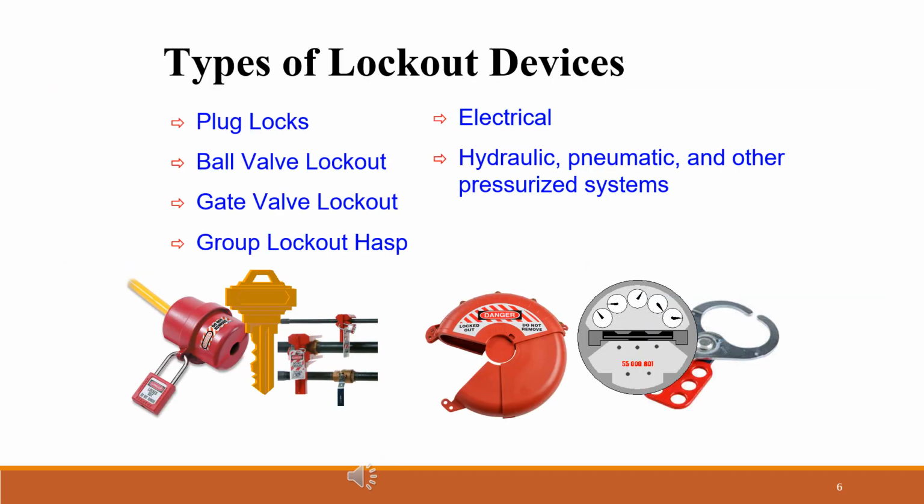In this part we will discuss some examples of types of lockout devices. Some popular lockout systems are the following: plug locks, ball valve lockout, gate valve lockout, group lockout hasp, hydraulic lockout, pneumatic lockout, and gas cylinder lockout. We will discuss those in detail in the next section.